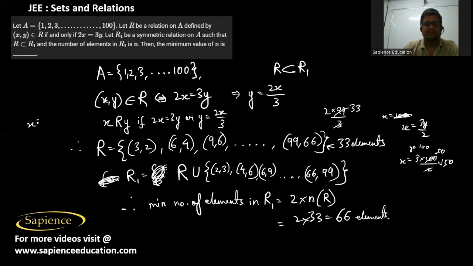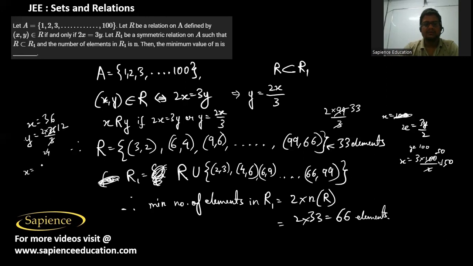66 elements should be there. If x is equal to 33, then it is 22. If x is equal to 36, then y will be equal to 2 into 36 by 3. So 12 is 24. It will be 24.